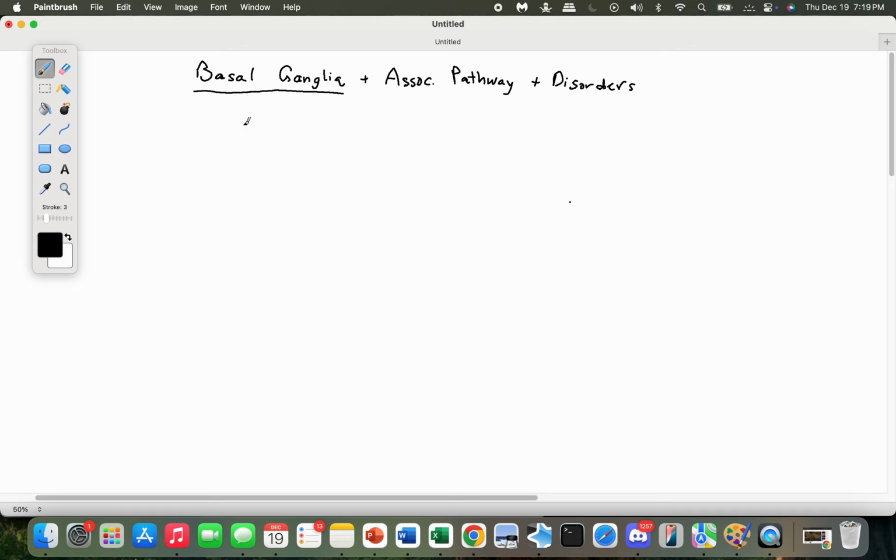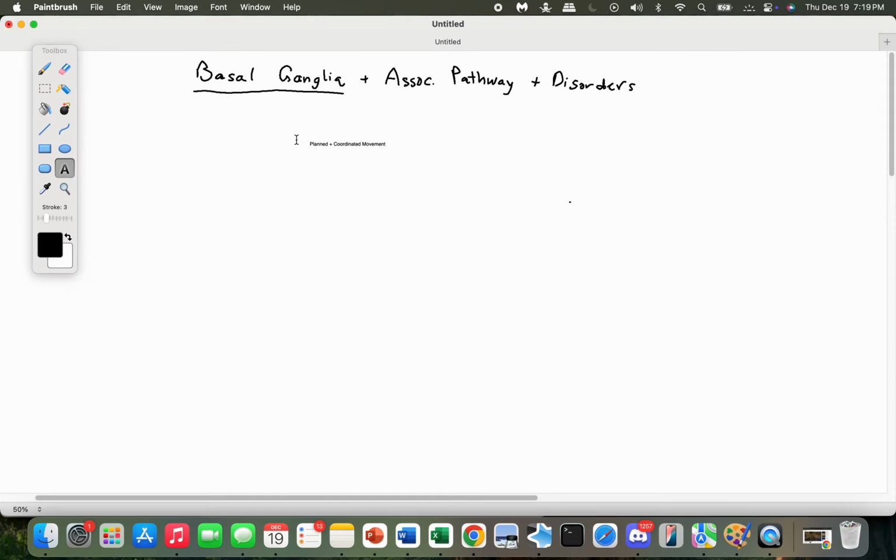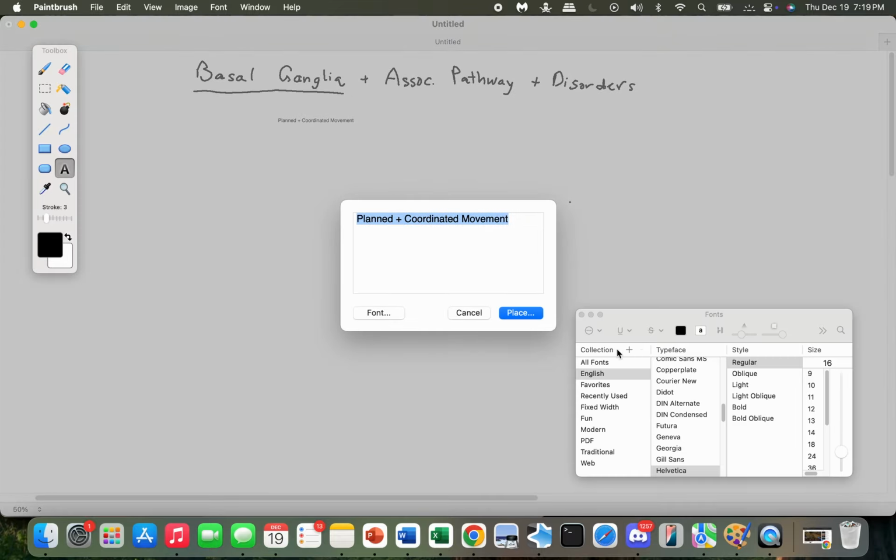Okay, so the first thing is, what is the basal ganglia even involved in? Well, the basal ganglia is involved in controlling planned and coordinated motor movement. So let's just type that in. Okay, let's make that bigger.